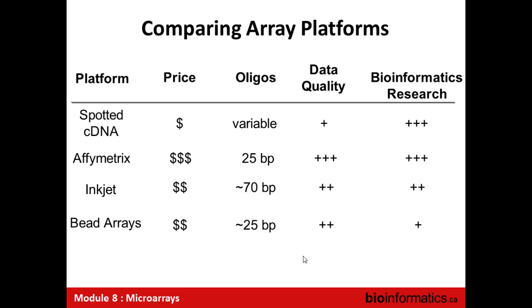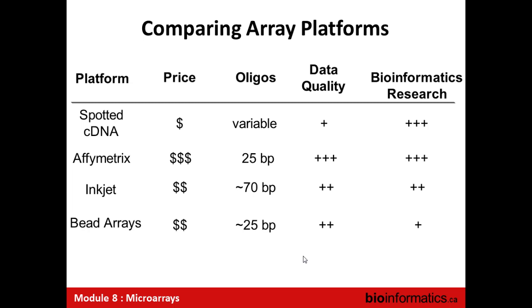Spotted arrays are super cheap. You could probably make a spotted array for $25 today. The length of the probes is incredibly variable. So we published a paper in Lancet Oncology last year where we used spotted arrays with 25,000 base pair long probes. So you cannot do that remotely with any other technology. On the other hand, it's an inherently noisy technology. It's very difficult to do robust quality control, but there's lots of bioinformatics research. So we have a good idea of how to maximize and handle that noise. So there are clear trade-offs between all of these.